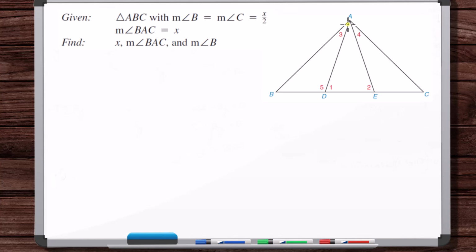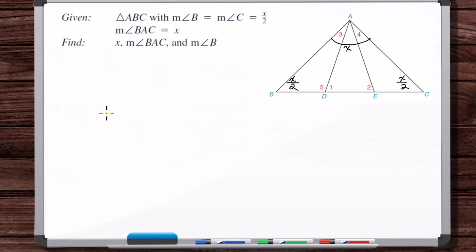Okay, triangle ABC, the outer triangle. And then, so with that, you have the measure of angle B is equal to the measure of angle C is equal to x divided by 2. And the measure of angle BAC is equal to x. So they're saying this angle, I guess you could say angle A, is equal to x. Find x, find the measure of angle BAC, which is going to be equal to x, and the measure of angle B. Okay, well, we've got this outer triangle here.